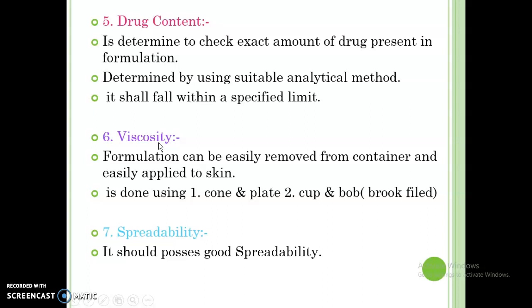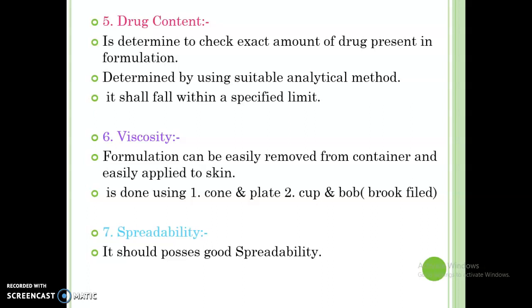What is the need to check viscosity? Because the formulation can be easily removed from the container and easily applied to the skin. So it should not be watery or too hard in viscosity, because it is easy to remove from the container and easy to apply to your skin, externally.